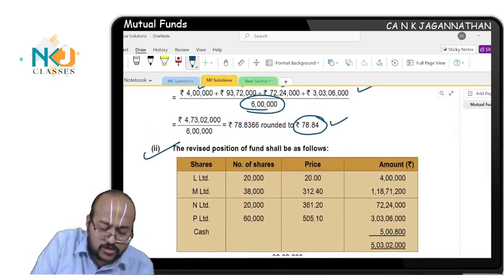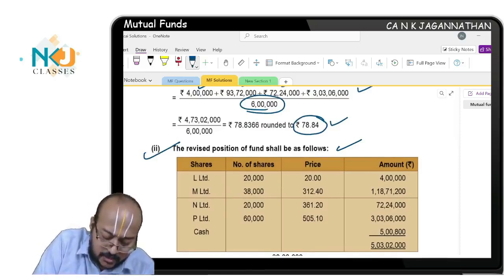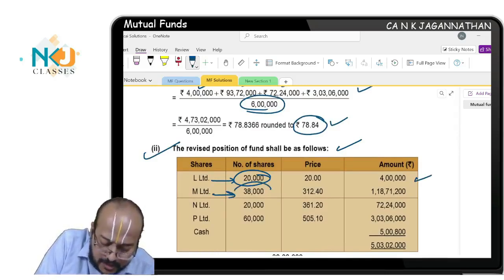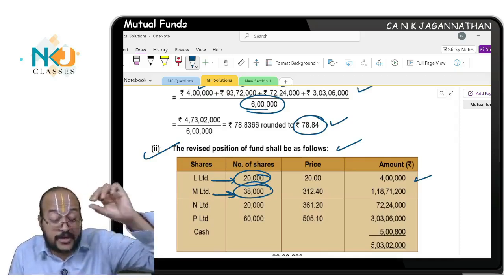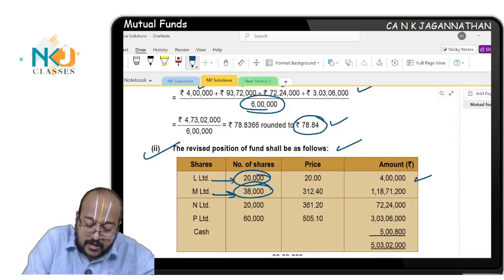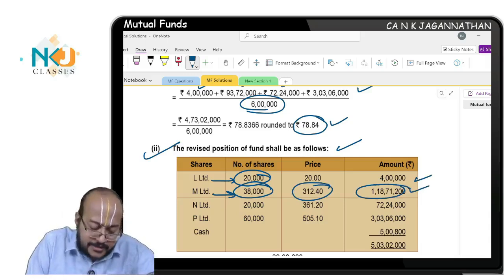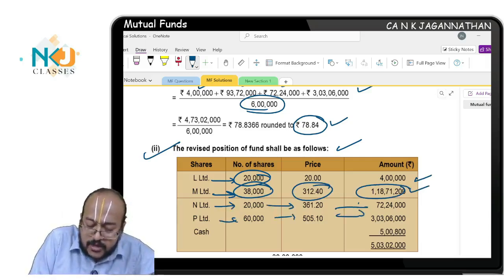The revised position of the fund will be as follows. N Limited 20,000 shares will be the same, no change. M Limited, instead of 30,000 shares, you have 38,000 because of the additional 8,000 shares purchased, at the price of 312.4. This amount will increase. Next, N Limited will be the same, P Limited will be the same, everything will be the same.